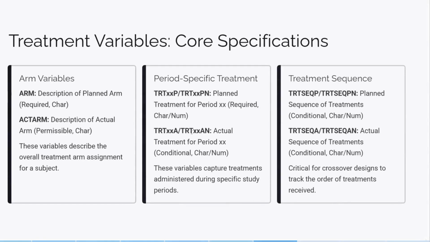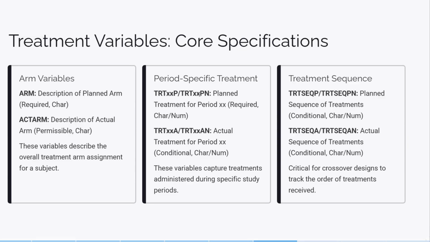Okay, so the next one. Here, the course specification will have three different sets of categories. The arm variables: a description of the planned arm, which is required, in character format. And the actual arm: the description of the actual arm, which is a permissible variable, in character format. These variables describe the overall treatment arm assignment for subjects.